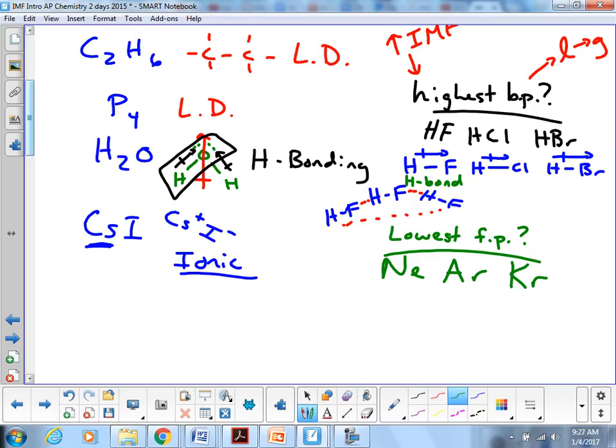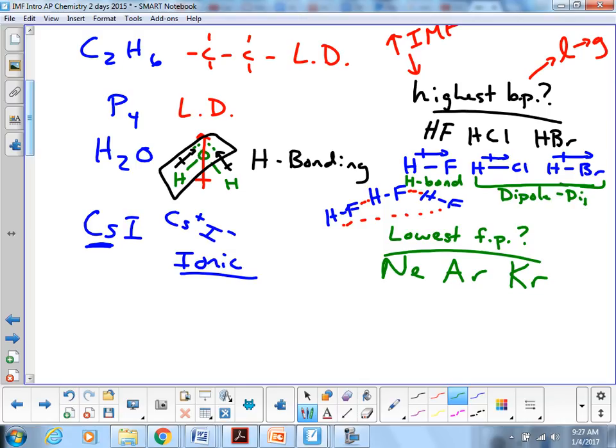I drew something on them. Those are dipoles still. Why do you know they're dipoles? This isn't nonpolar. These are different, they're not symmetrical. They're far apart on the periodic table. So both of these, are both of these dipole-dipole? Why do I know that? Because they're not hydrogen bonding. Maybe that will help you.